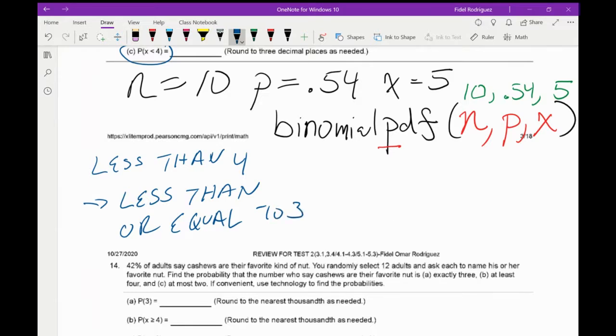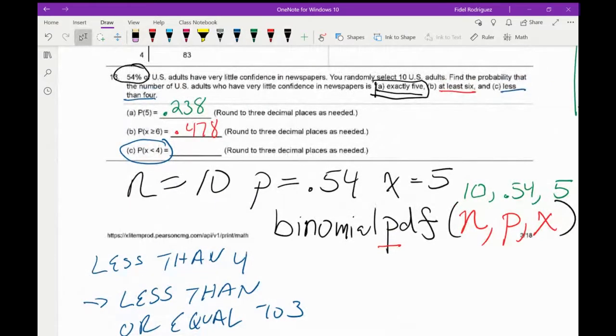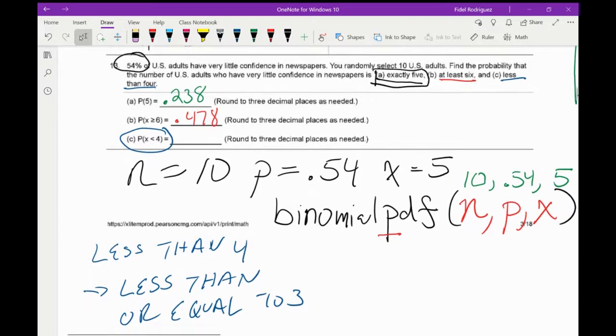What was the answer for 0.478? Okay, yeah. I left like a minute. Okay, you're good.